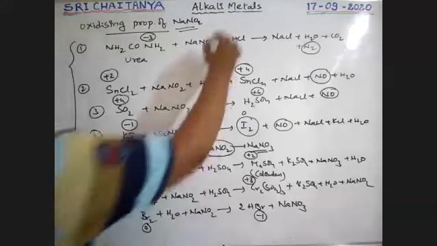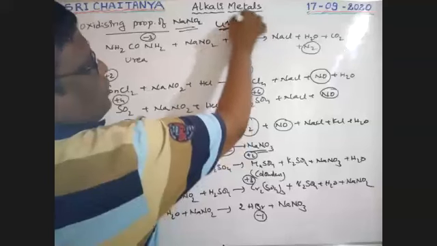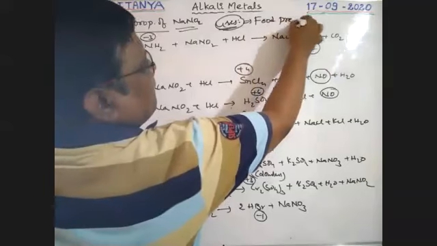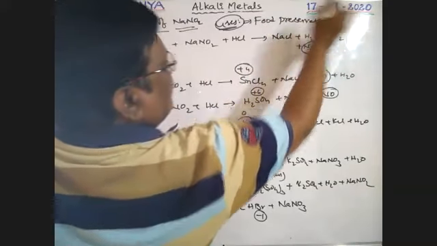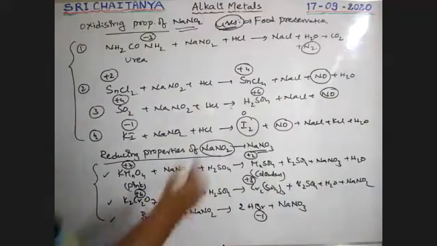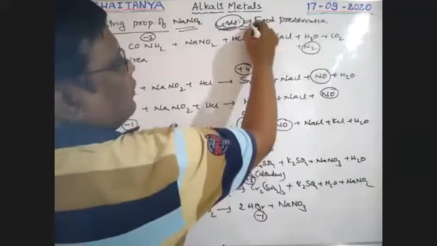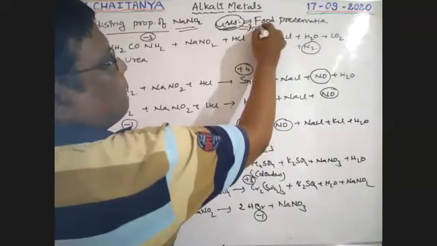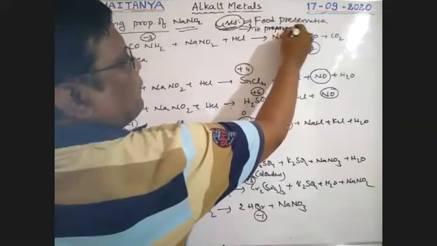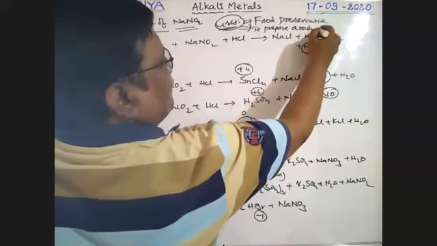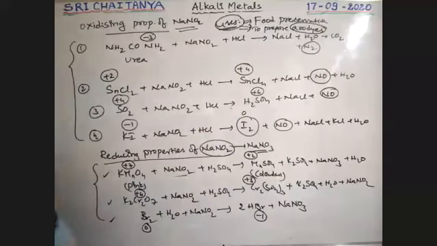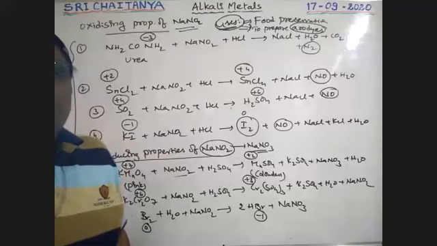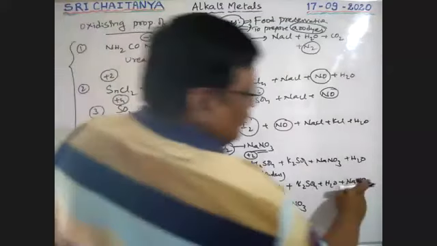Uses: it is used as a food preservative. Second, it is used to prepare azo dyes, that means paints. In the second equation, the last product is NaNO3, no doubt.